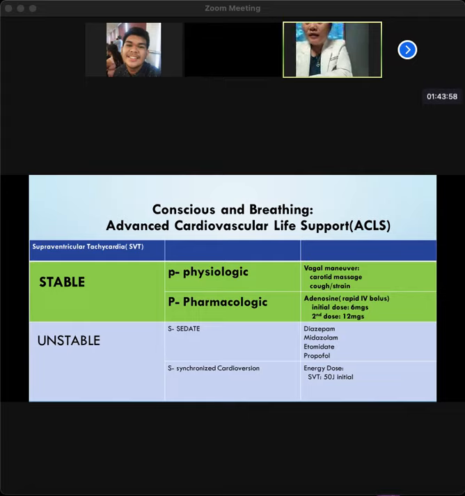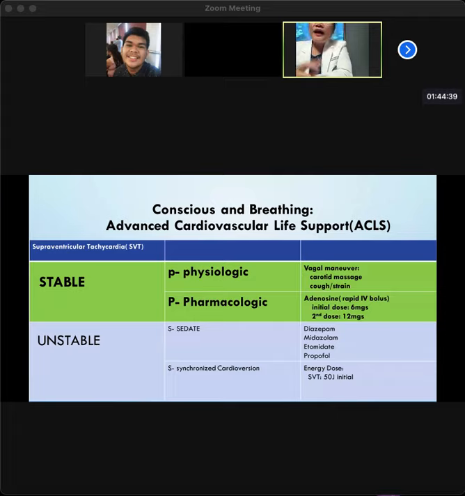And then next one is cough or strain. Okay? If your vagal maneuver is not effective or your physiologic treatment is not effective, then give your pharmacologic treatment. So, you can give your adenosine rapidly via IV bolus, initially at dose of 6 milligrams. And then flush it with 20 ml plain NSS and then elevate the IV site. And then if still not effective, you can give the second dose at 12 milligrams IV. Flush with 20 ml plain NSS and then elevate.